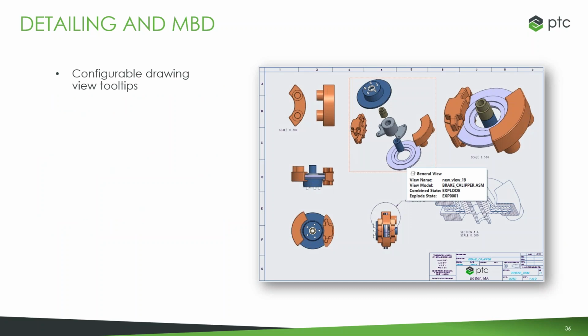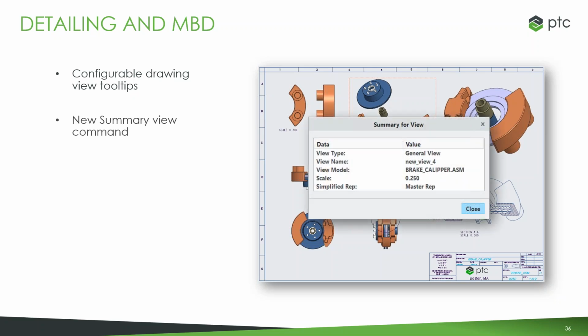We can configure drawing view tooltips. So if you click on that view, you can see what the part is, the model, combination of the explode state. On top of that, we have a new summary view command where we can click on an element and have the system tell me about it. So it's a good way to understand the design intent, especially if you weren't the one who created the model itself.